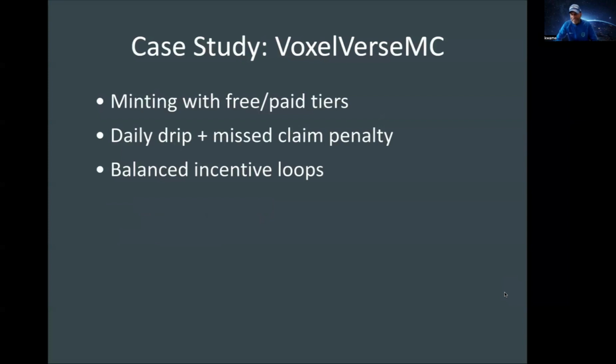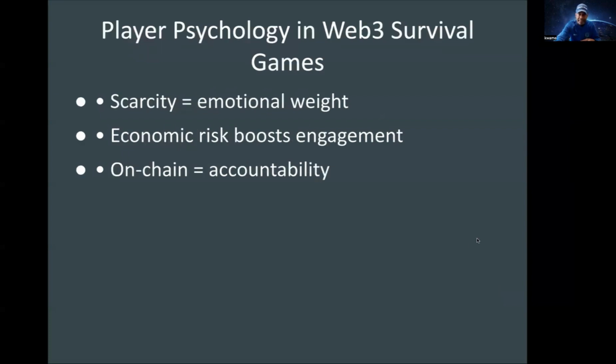So we'll go into a little bit more of a case study of the VoxelVerse main character token. We will define some of the minting, free and paid tiers, the daily drip, plus the misclaim penalty, and a balance in the incentive loops, to the best of our ability.